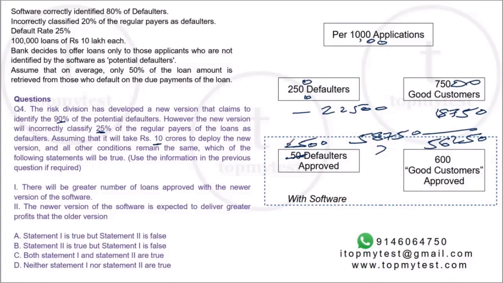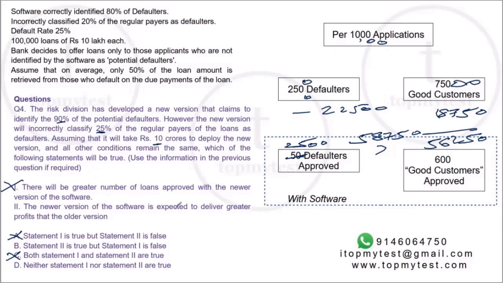Last year, with the original software, it was 65,000. So 58,750 is going to be done. So the newer version will obviously not have a greater number of applications. So first statement is false. So option A is out, option C is out. Now let's check the second statement.